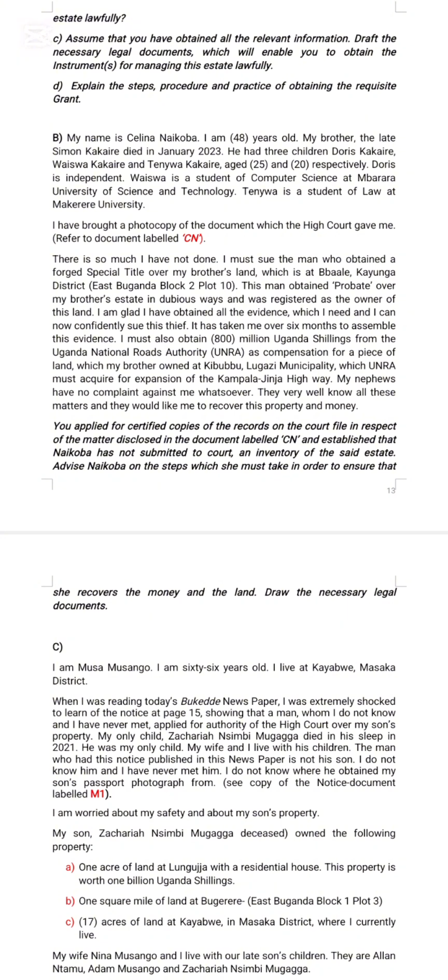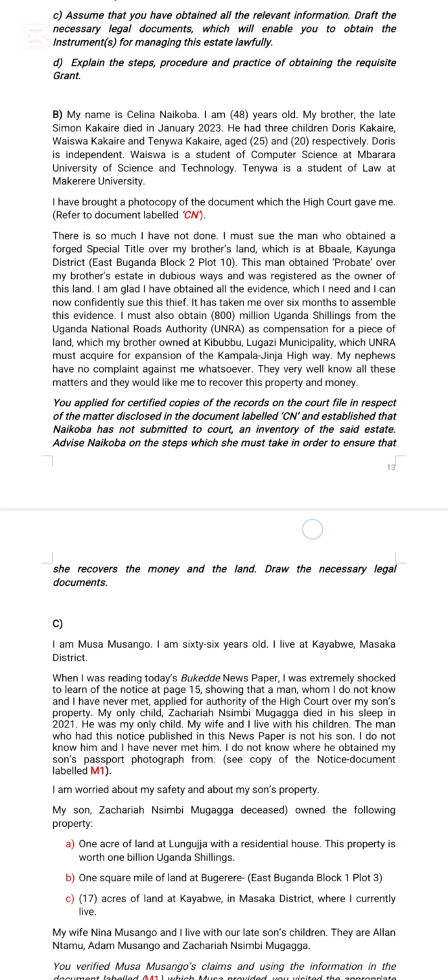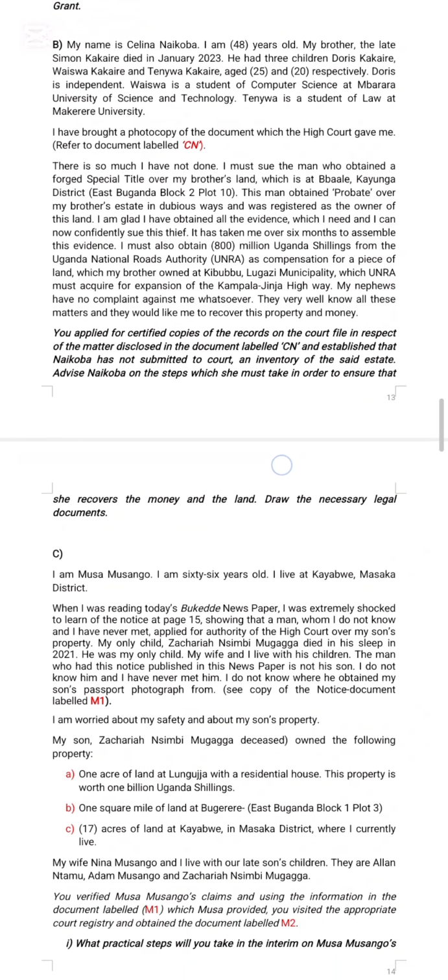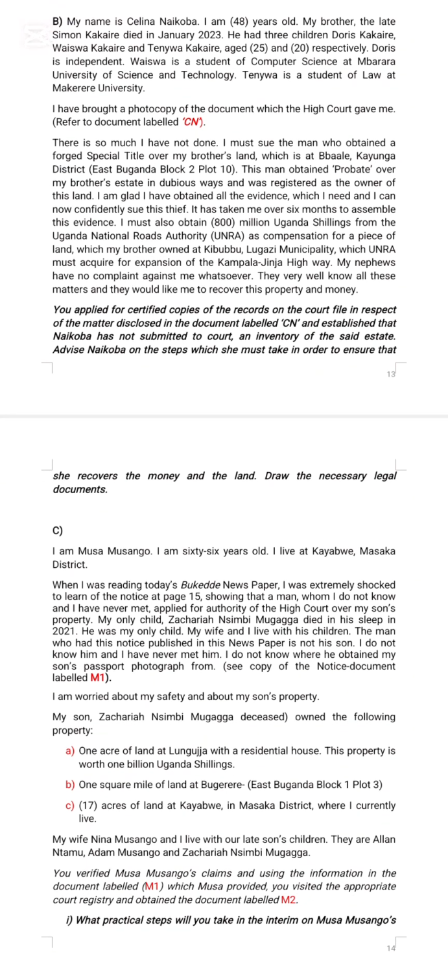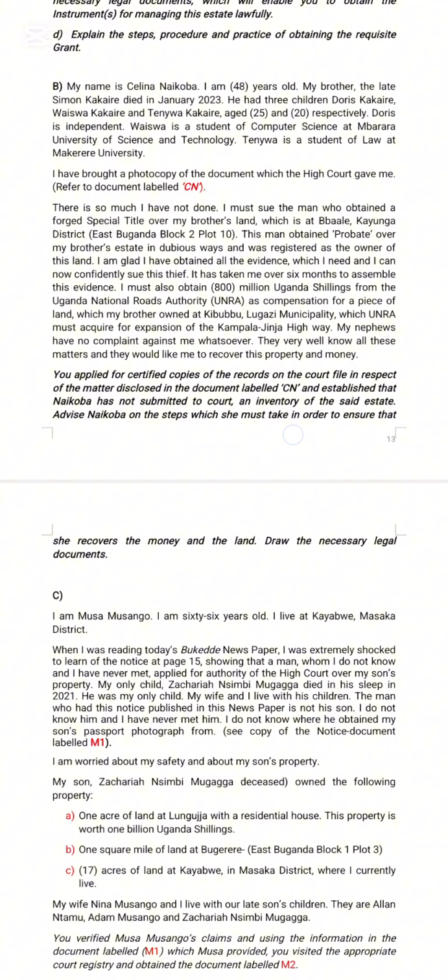My name is Serena Nainkabo. I'm 48 years old. My brother, the late Simon Kakwire, died in January 2023. He had 3 children, Doris Kakire, Waisa Kakire, and Tinywa Kakire, aged 25 and 20 respectively. Doris is independent. Waisa is a student of computer science at Mbara University, and Tinywa is a student of law at Maka University. I have brought a photocopy of the document which the High Court gave me.